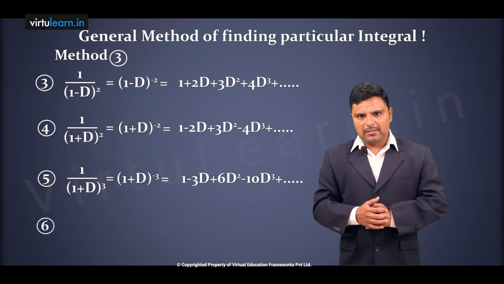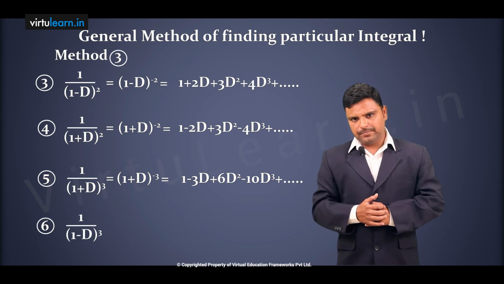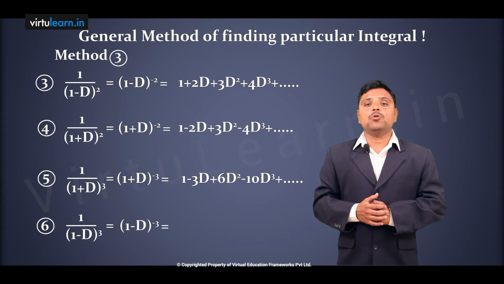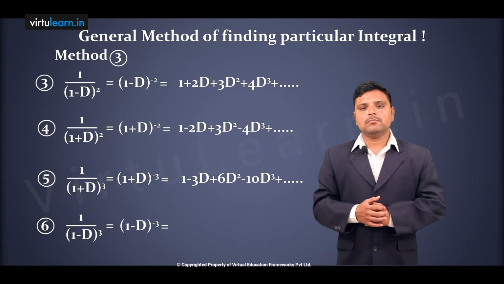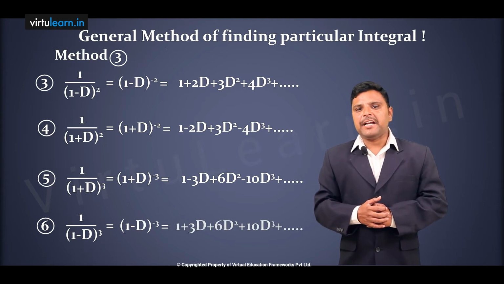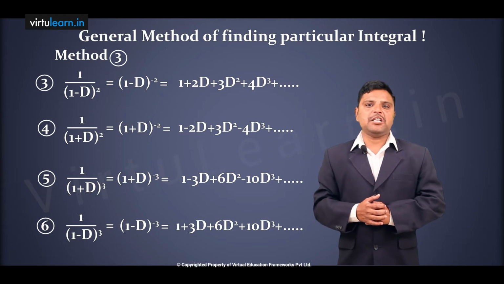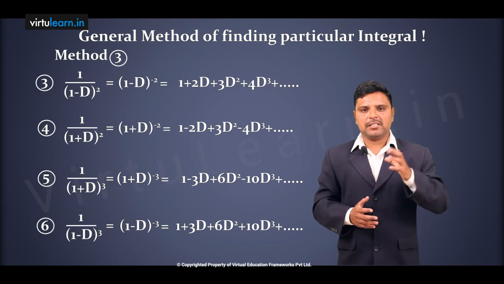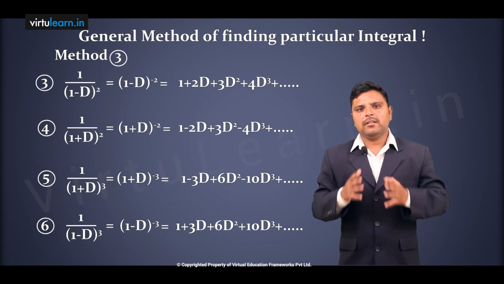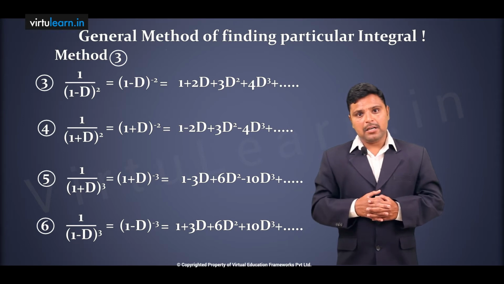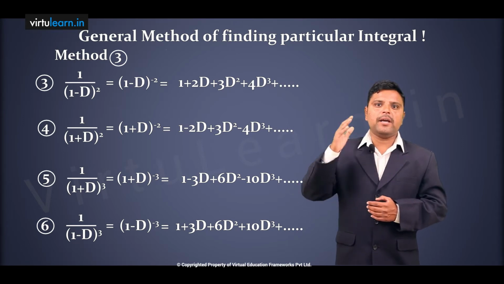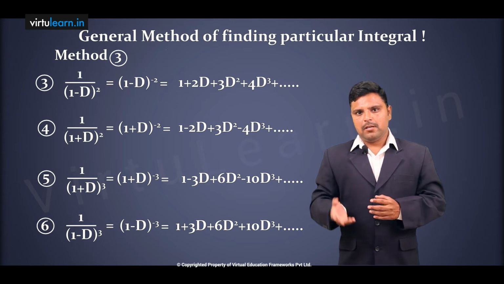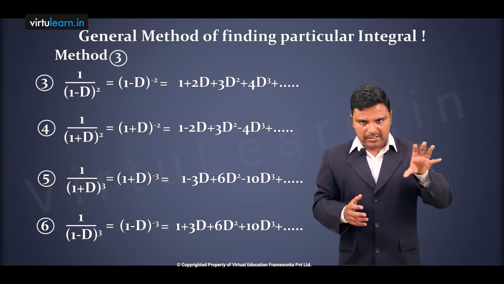The last formula, (1 minus d) whole to the power of 3, can be written as (1 minus d) whole to the power of minus 3. That is equal to 1 plus 3d plus 6d square plus 10d cube plus so on. Now, by using these 6 formulas, we can solve the particular integral 1 by f of d into x power k form. Very easily we can solve it. Now, this is the method 3 particular integral.